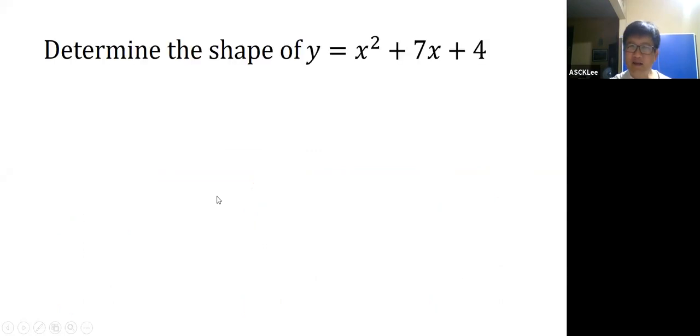So let's determine the shape. We are not plotting anything. We are not interested to plot anything yet. We just want to determine the shape of this one. Again, the same focus. Here you see that A is 1. It tells you that it opens upwards.